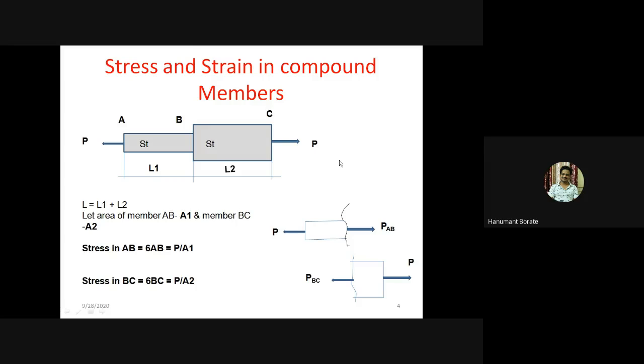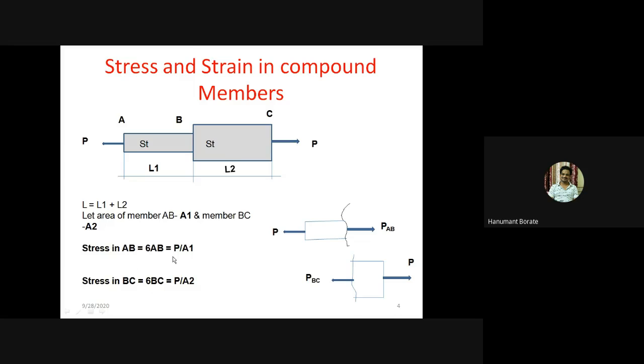Now we'll see stress and strain in a compound member. Here you can see two members connected together. The material of the two members is the same, so Young's modulus, the value of capital E, is the same for both, and the length of the first member is different from the length of the second member. Let the area of member AB be A1 and member BC be A2.